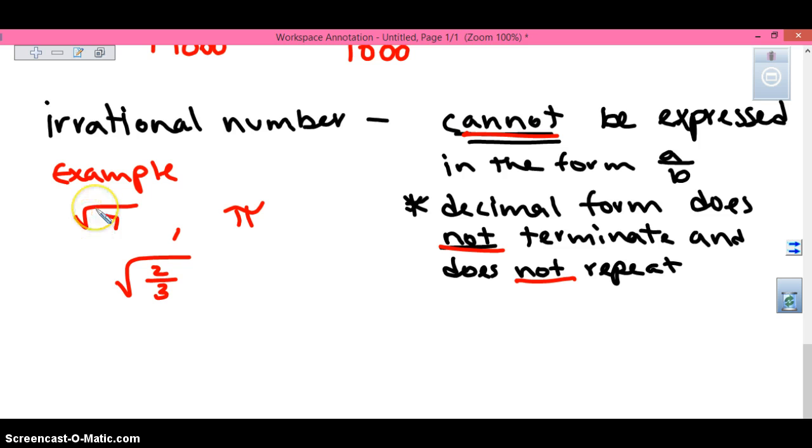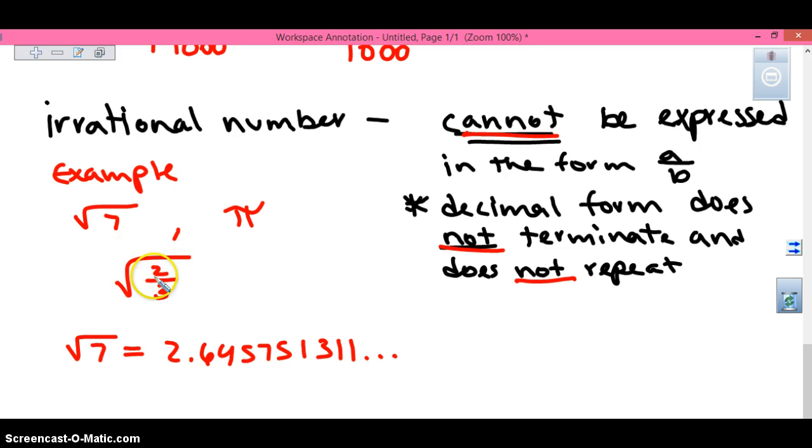For example, the square root of 7. If I want to find the square root of 7, the calculator doesn't go on forever, but anytime it's a number under the square root sign or under the radical that is not a perfect square, it is a decimal that does not terminate. So the square root of 7 is equal to 2.6457513111. This goes on. That's why it is irrational.